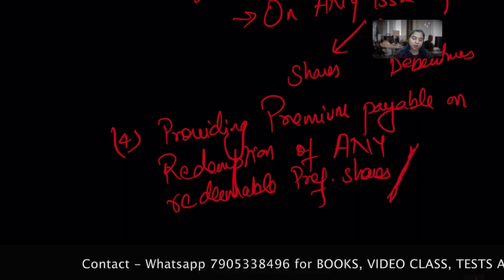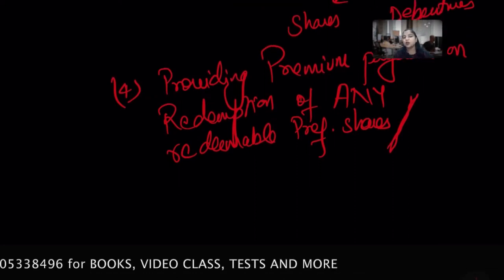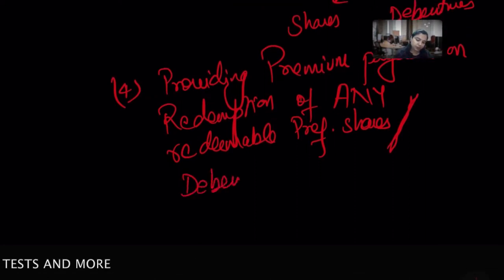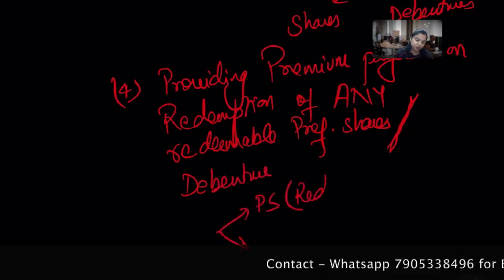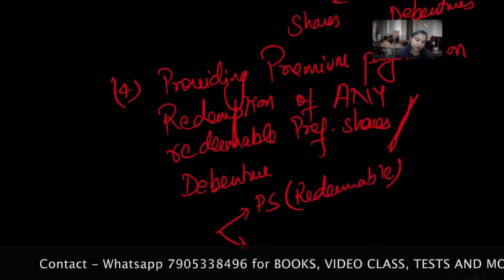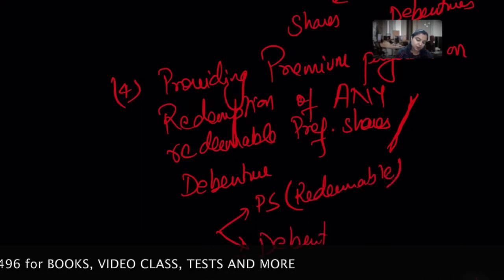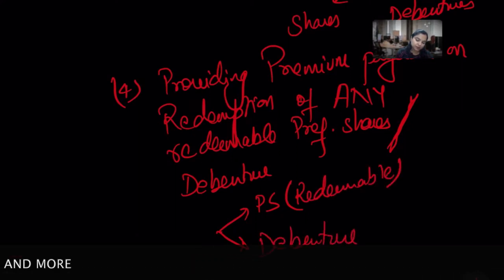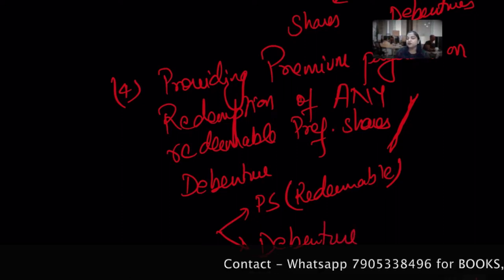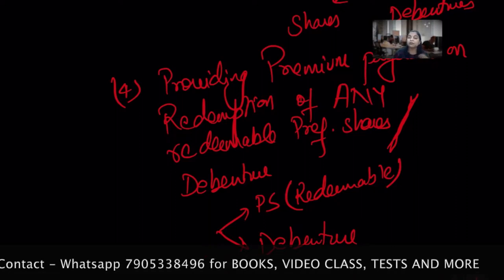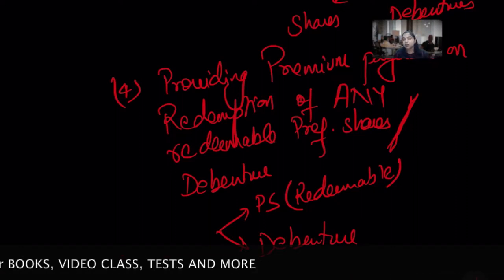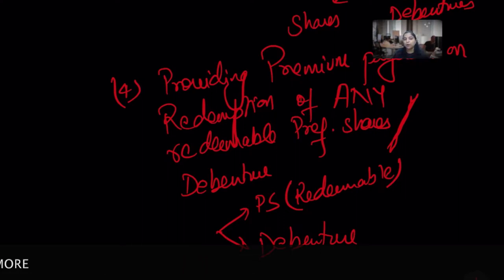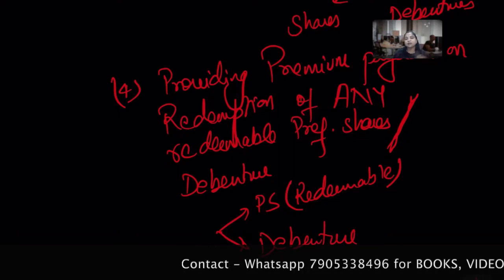Okay, or any of the debentures of the company: redeemable preference shares or debentures. So you can use it for preference shares, but they should be redeemable, or the debentures. So that means while redeeming the debentures or the preference shares, if the company is redeeming at a premium, this securities premium can be used to pay the premium at the time of redemption of the redeemable preference shares and the debentures of the company.